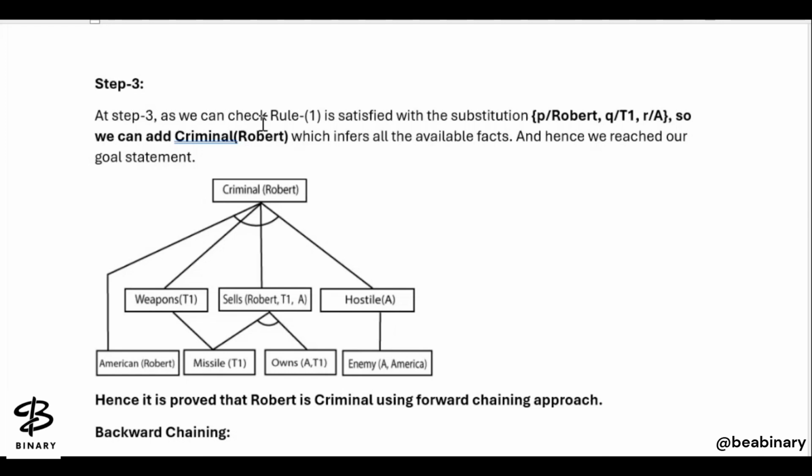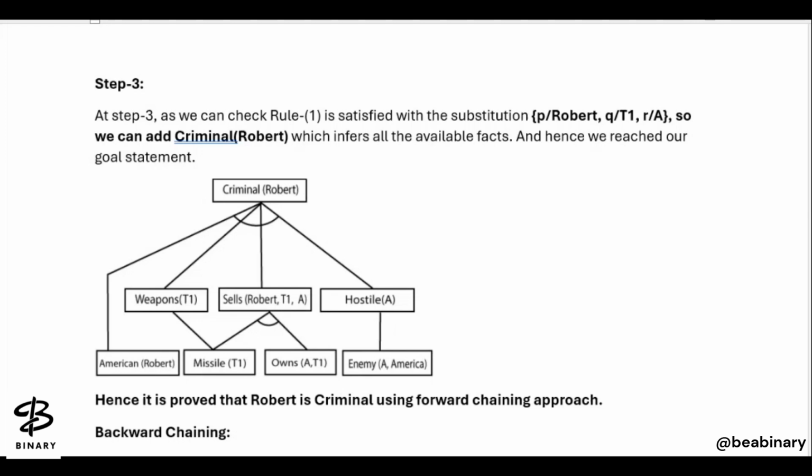At step 3, we extract a further fact, Missile(Q), which is inferred from the weapon Q. So we have extracted another piece of information from the weapon Q: that Q is a missile, which is inferred from Weapon(Q) as it satisfies rule 5. So Weapon(Q) is also true with the substitution of the constant T1 for Q, and we are substituting missile as T1.